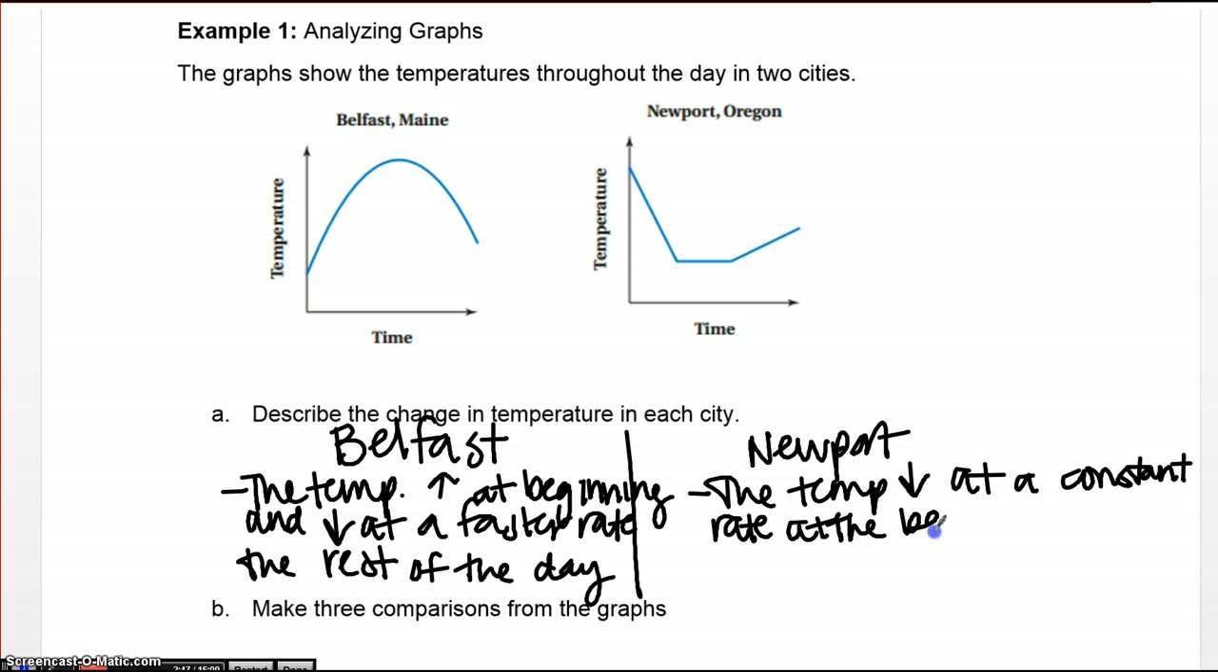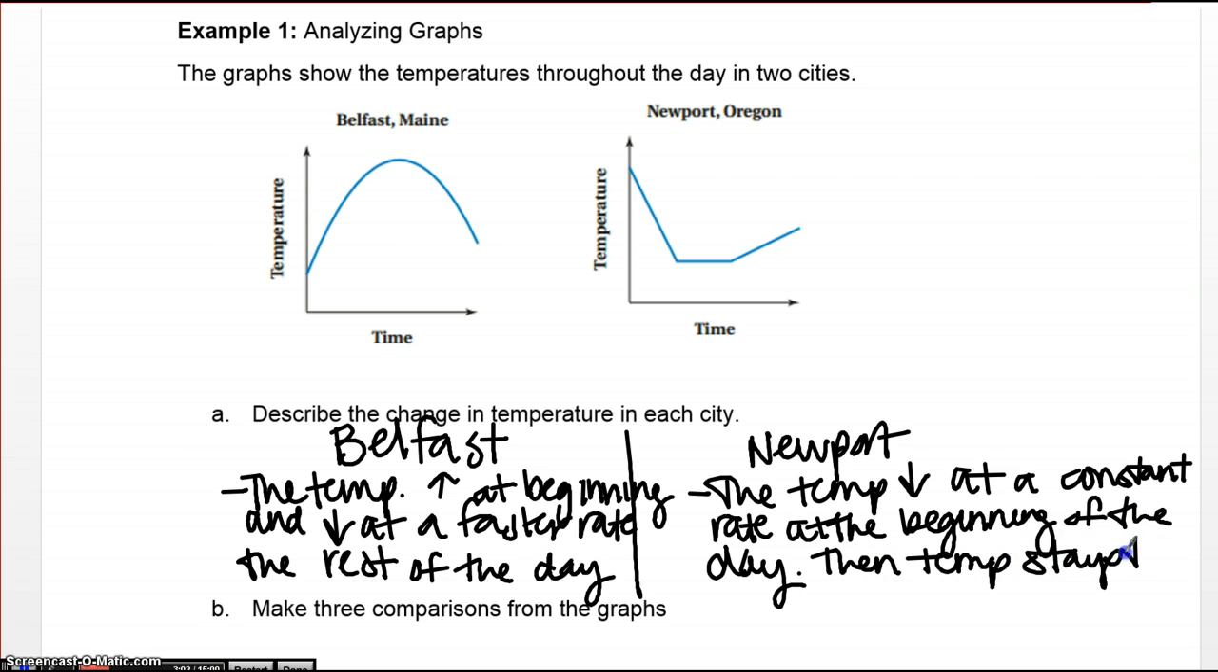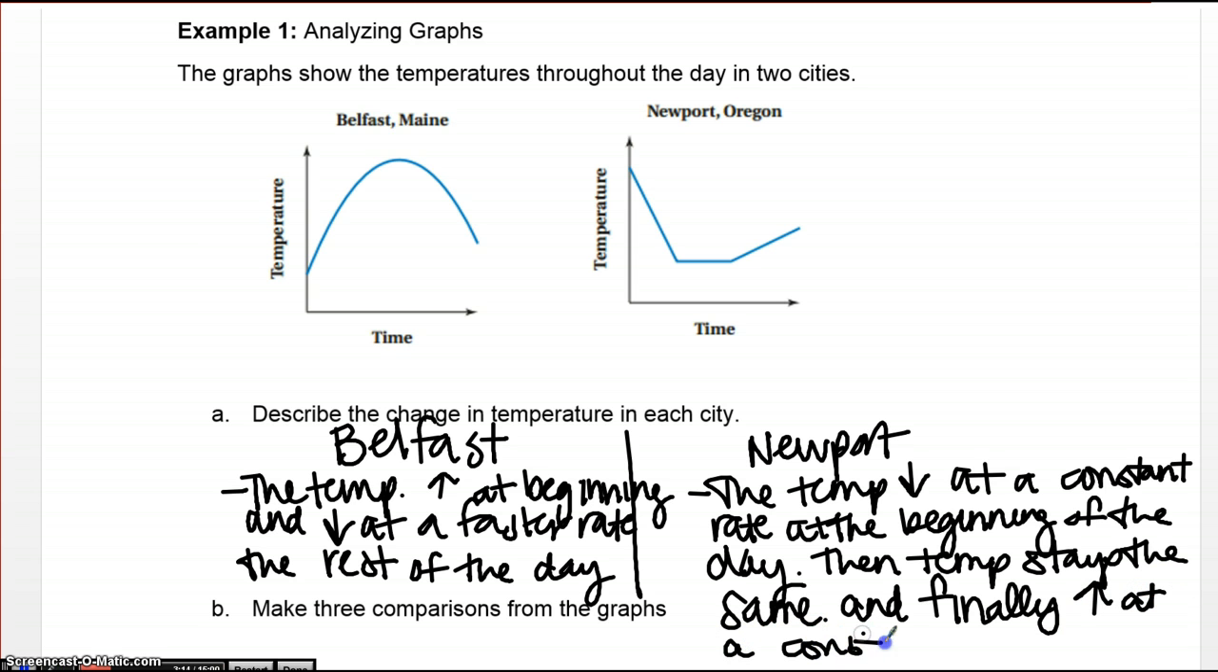At the beginning of the day. And then stays the same. And finally, increases at a constant rate. I know those are long answers, but that is how you interpret a graph.